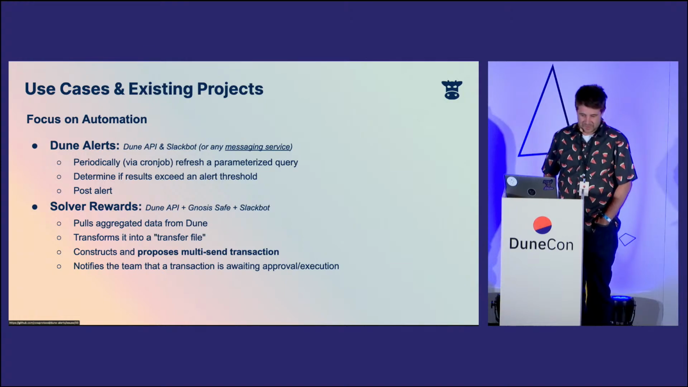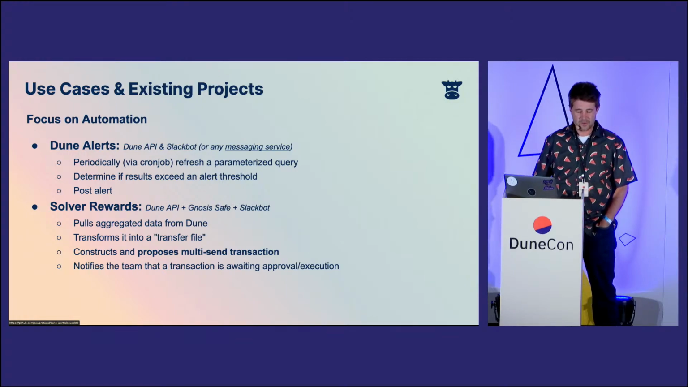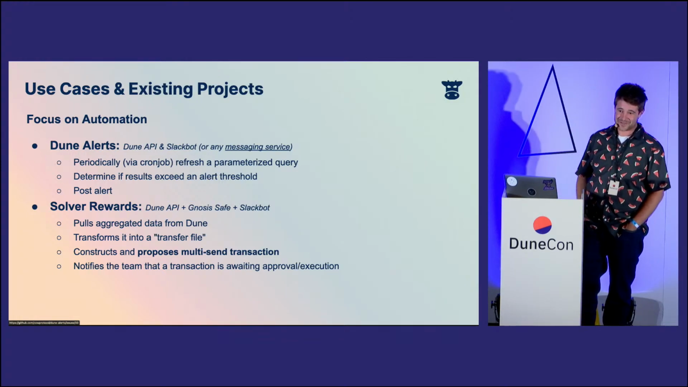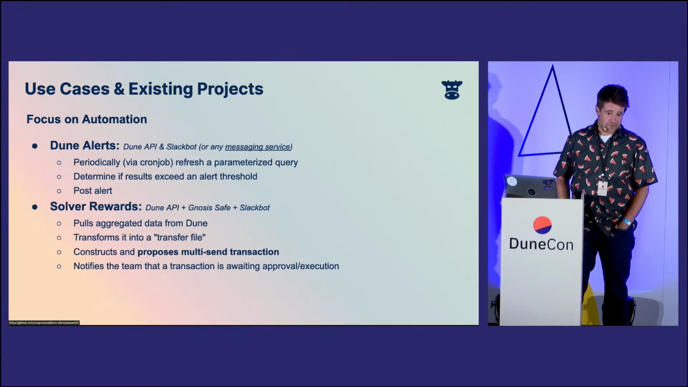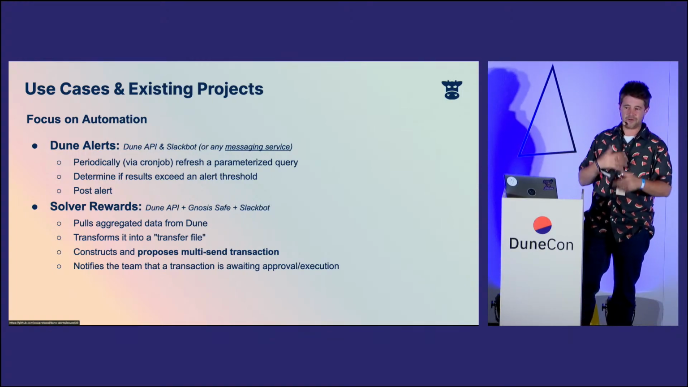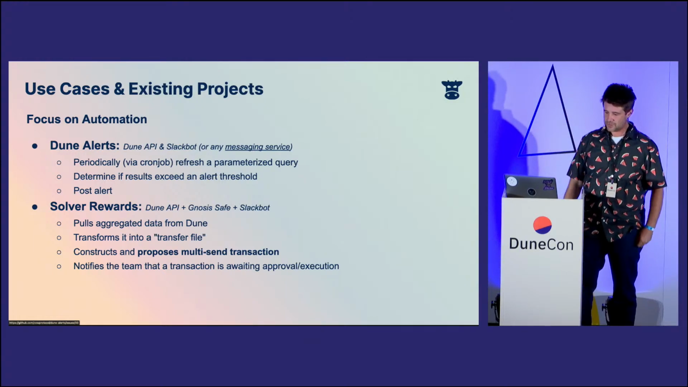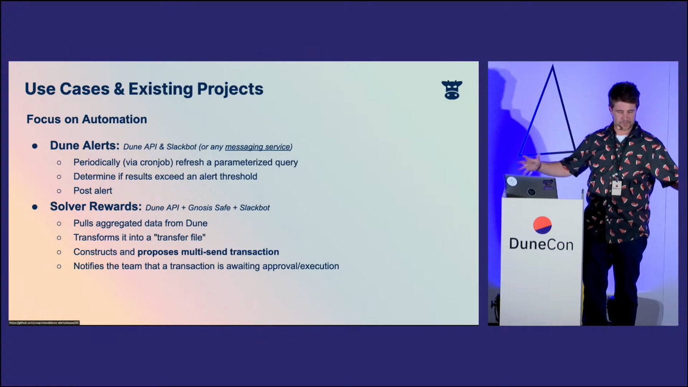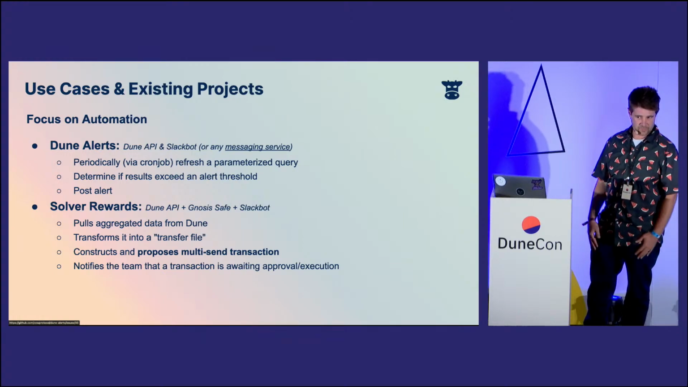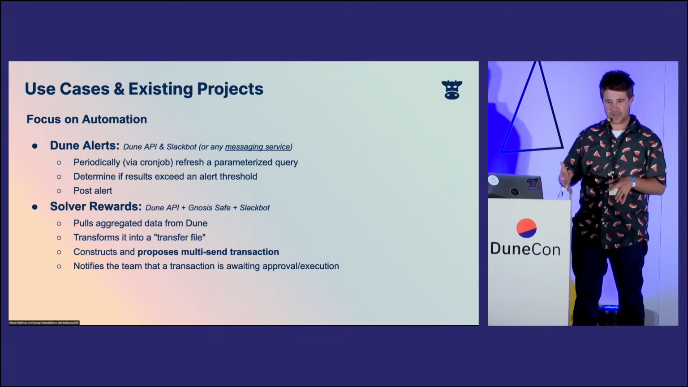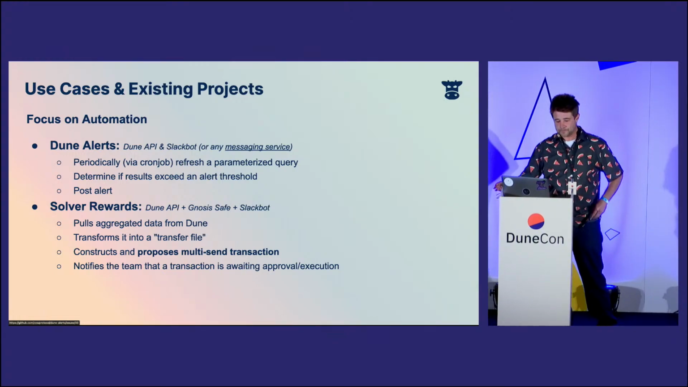Second is solver rewards. This is similar as well, with the same focus on automation. It's the Dune API in combination with what was formerly known as the Gnosis Safe, now just Safe, plus also a Slack bot. What this does is pull a whole lot of information from Dune, aggregate it together via a script, and transform this into what's called a transfer file. It's basically an automated payment system. We reimburse our solvers every week, some ether for gas costs and some cow tokens for rewards based on their activity operating the cow protocol.